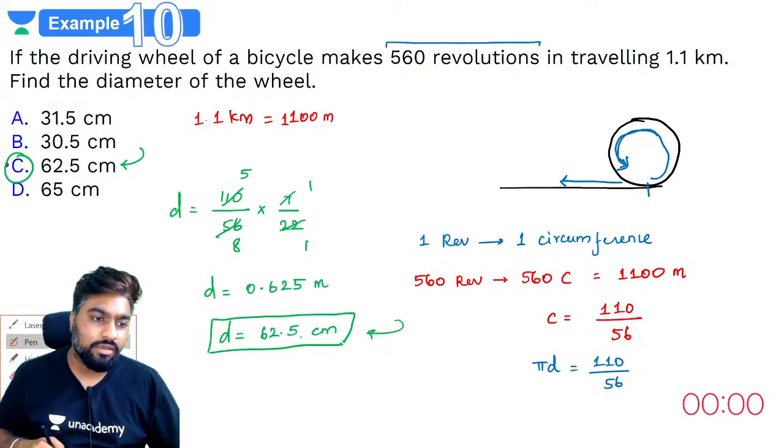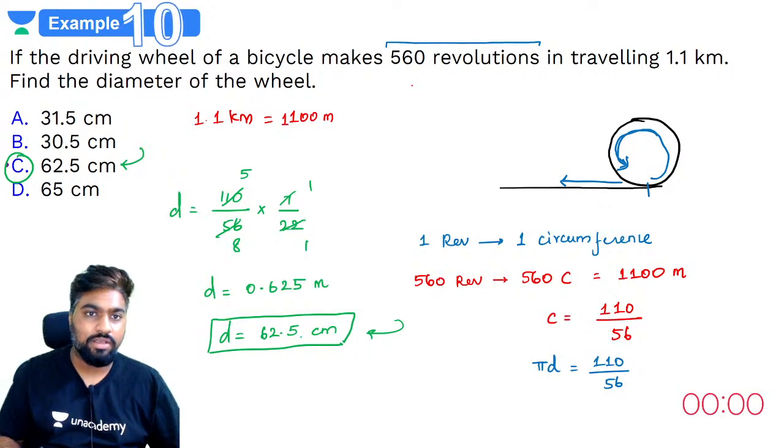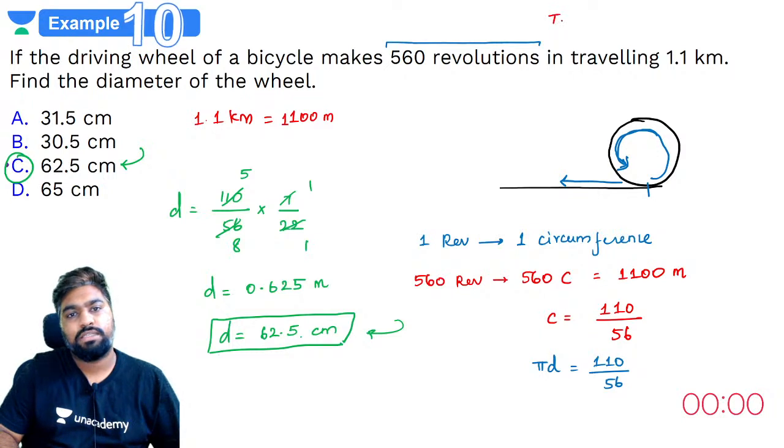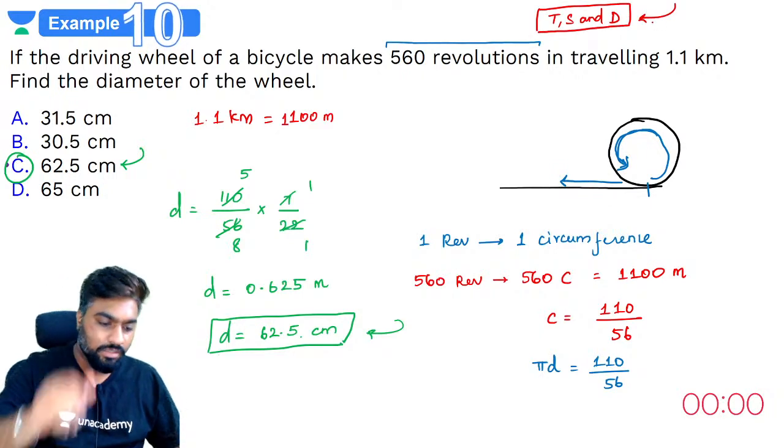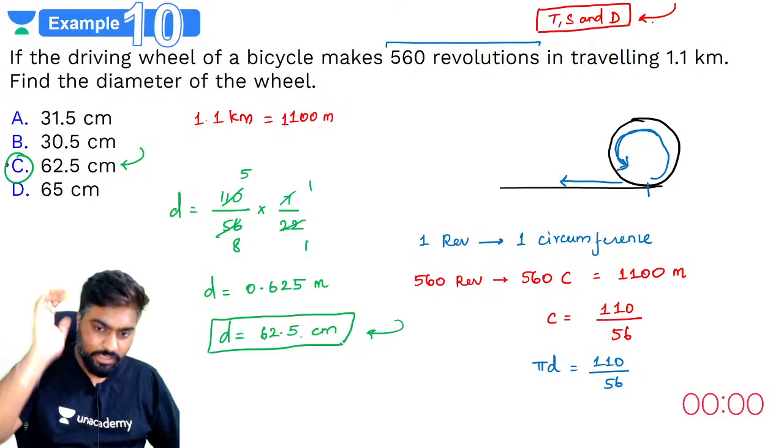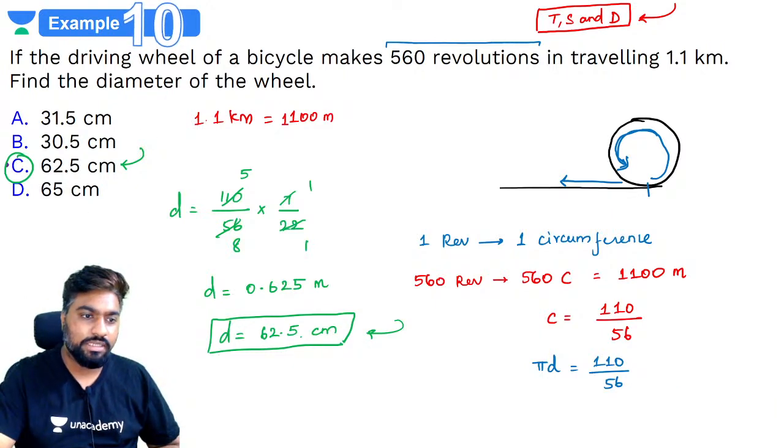So you will get questions based on this concept: revolution, circumference, diameter, all this in time, speed, distance also. Time, speed and distance में भी ऐसे questions आएंगे. Okay? Agreed? Done everybody? Any doubts, any confusions, anyone?